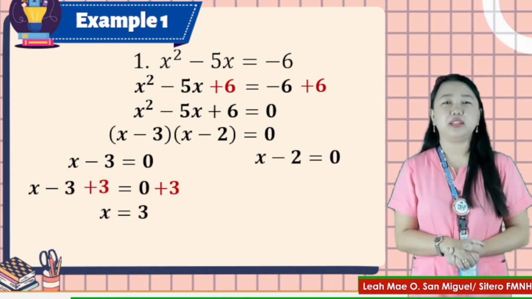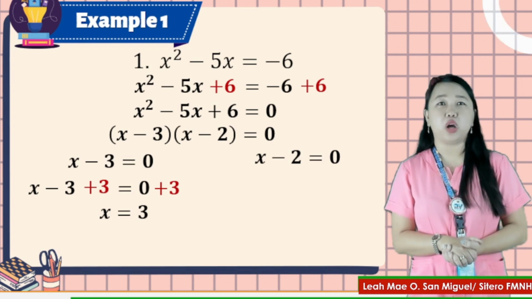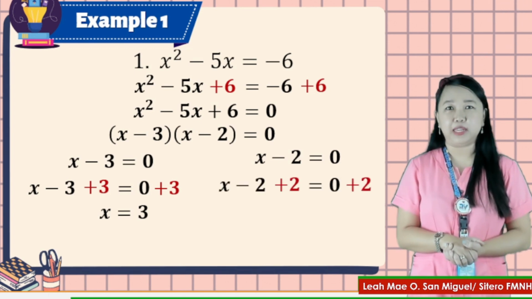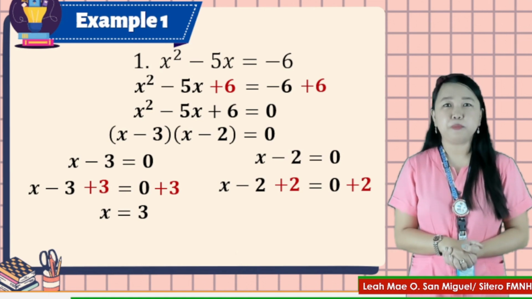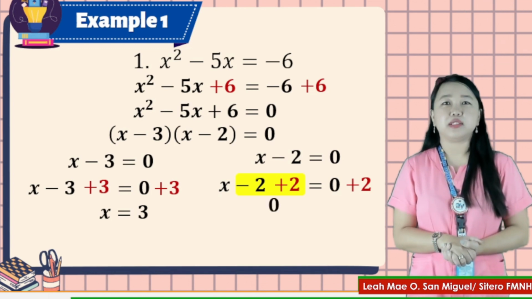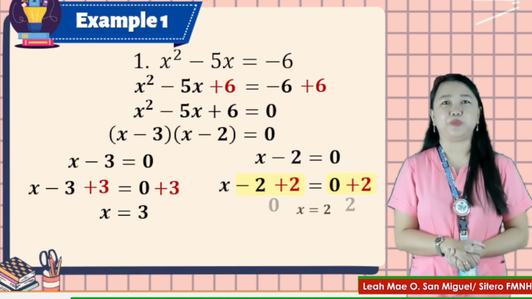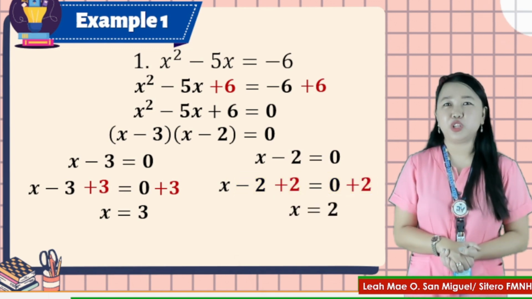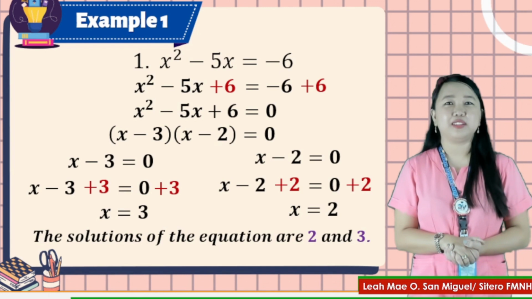On the other hand, x minus 2 is equal to 0. Applying addition property of equality by adding 2 on both sides of the equation, it will be x minus 2 plus 2 is equal to 0 plus 2. Simplify, negative 2 plus 2 is 0, and 0 plus 2 is 2. Thus, x is equal to 2. So, the solutions of the equation x squared minus 5x equals negative 6 are 2 and 3.